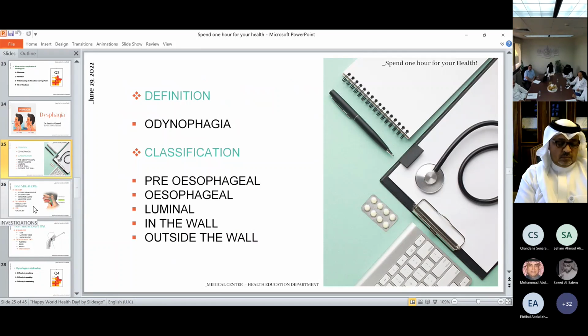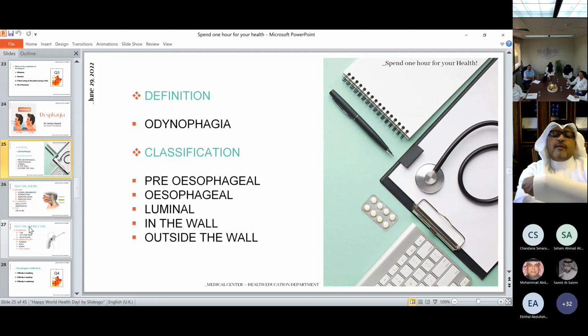For clinical purposes, we can divide dysphagia into pre-esophageal causes and esophageal causes. It is clinically important because all pre-esophageal causes can be easily examined in our ENT setup. We can examine, diagnose and easily treat them. For esophageal causes, we need some other investigations to find the cause. In the esophagus, causes may be in the lumen, in the wall, or outside the wall.